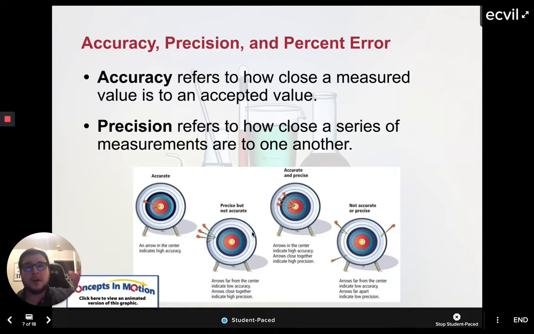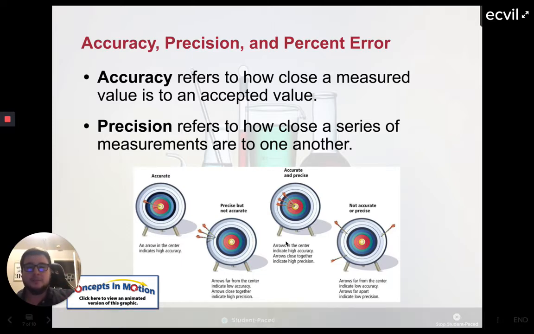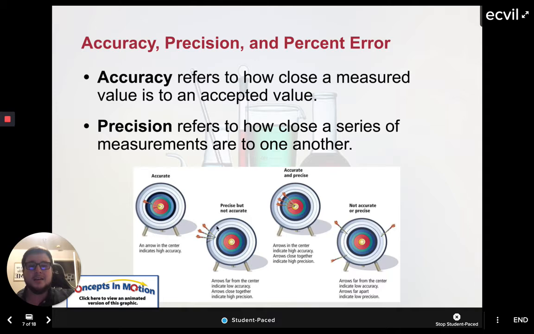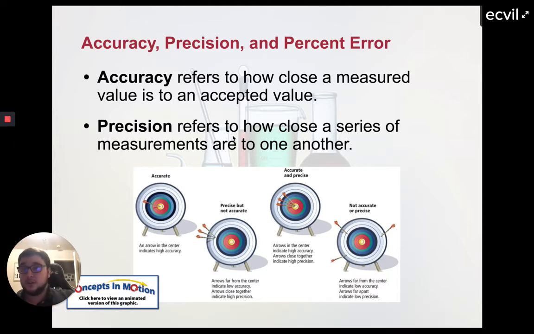Okay, so in darts, if I'm throwing darts in the same spot on the board every single time, even if I'm off the bullseye, then it's still very precise. Okay, so precision just talks about if I do multiple measurements, how close are they to each other? If they're very close to each other, even if they're wrong, then precision is good.